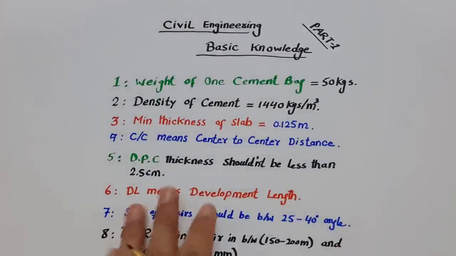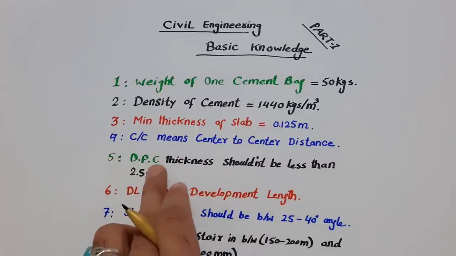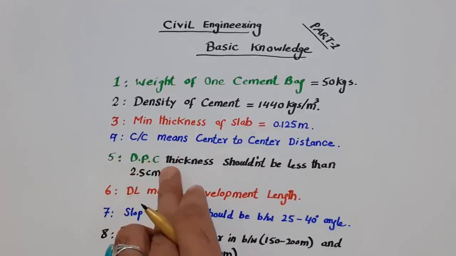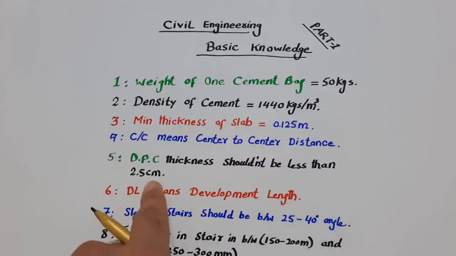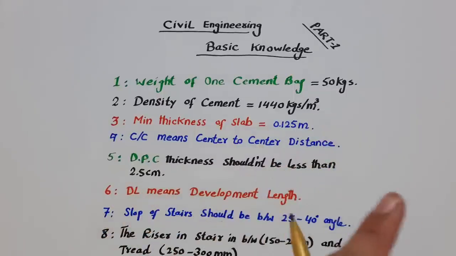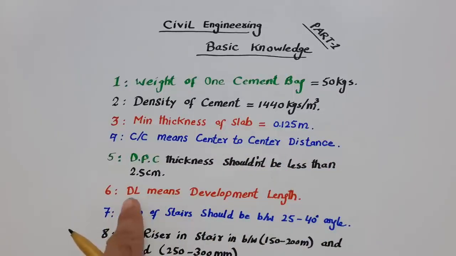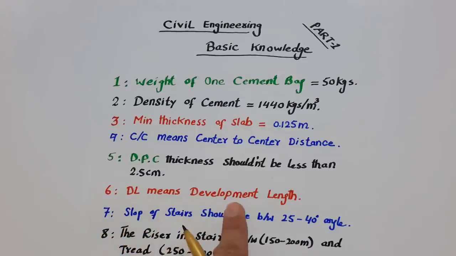Next one, guys, is the thickness of DPC, damp proof course, which should not be less than 2.5 centimeter or 1 inch.